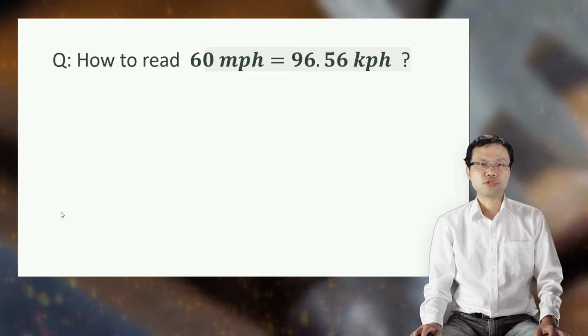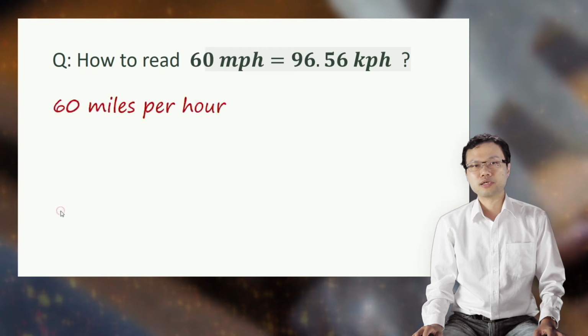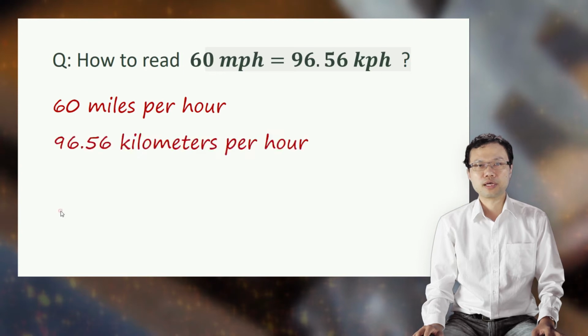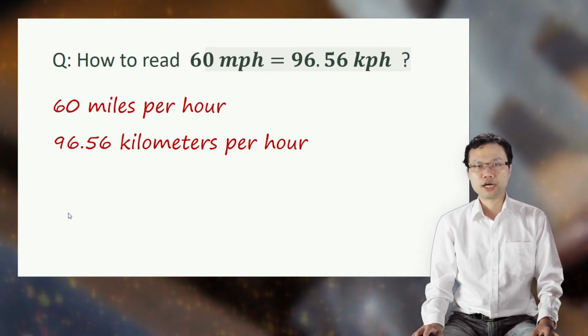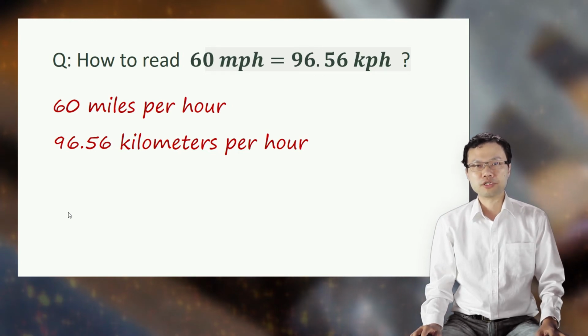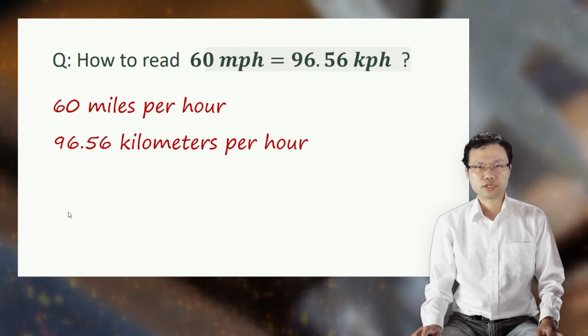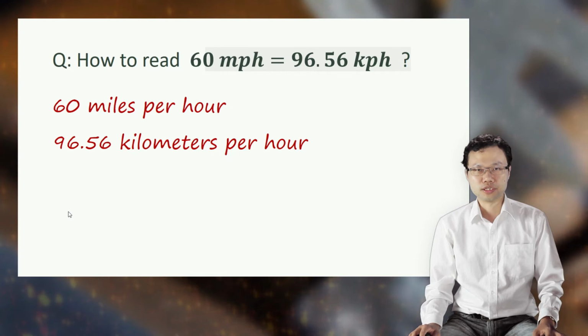The following is a question for you to practice. How to read this equation? The left-hand side of the equation is 60 miles per hour, and the right-hand side is 96.56 kilometers per hour, where mph is the shorthand for miles per hour, and kph stands for the abbreviation for kilometers per hour. Since 1 mile is 1.609 kilometers, by simple calculation, we can confirm that the left-hand side and the right-hand side of the equation are equal.